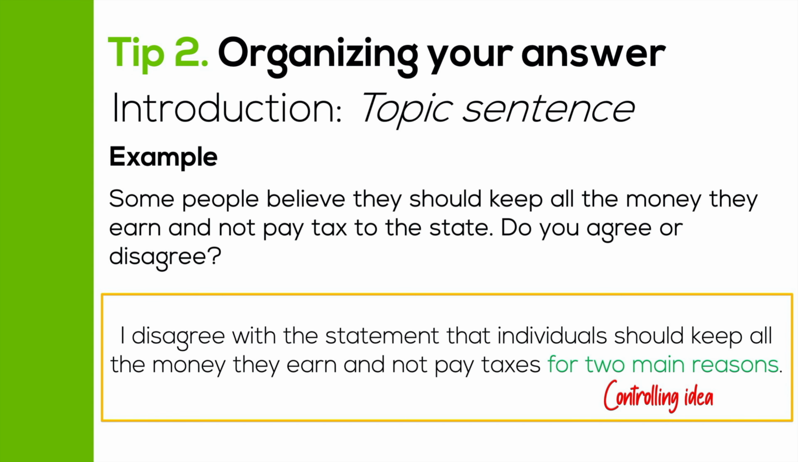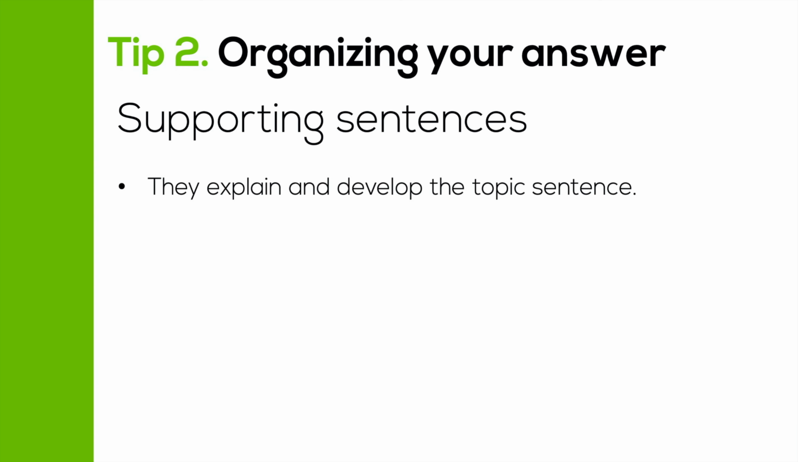The controlling idea shows the reader exactly how my paragraph will be organized from now on. So this is an example topic sentence. Now let's take a look at supporting sentences. So what are supporting sentences? Well, they explain and they develop the topic sentence.